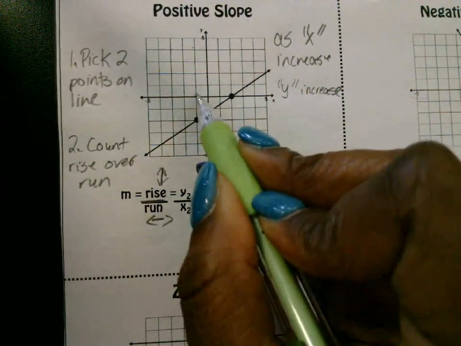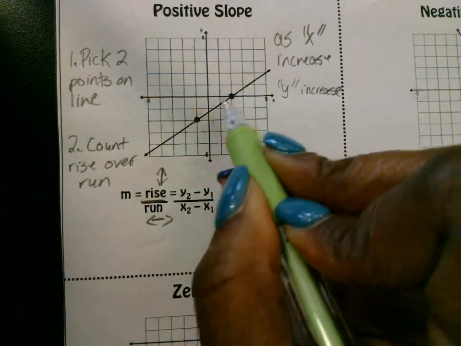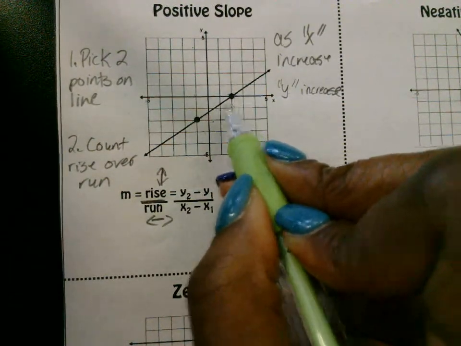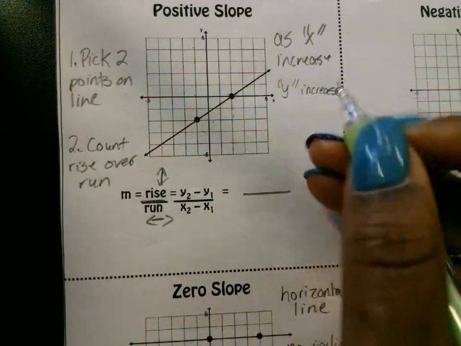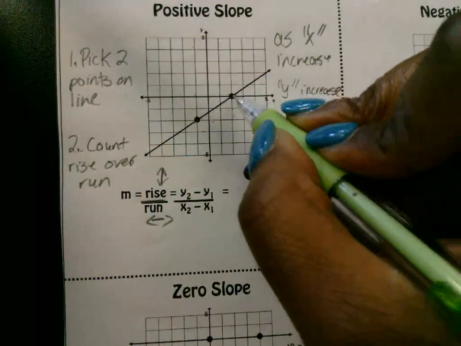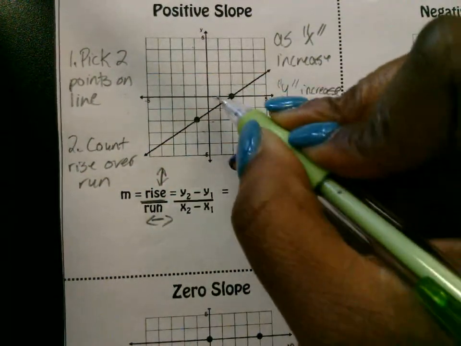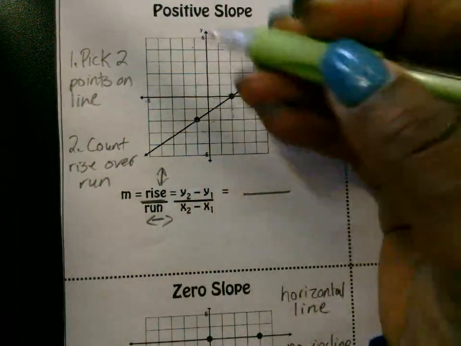I'm using this point because it's on the grid lines. I can't use points that are between grid lines. You cannot read those ordered pairs. So I'm choosing this point that's on the line. It's readable. This point is on the line. It's also a readable ordered pair. So now I'm going to count my rise over my run.